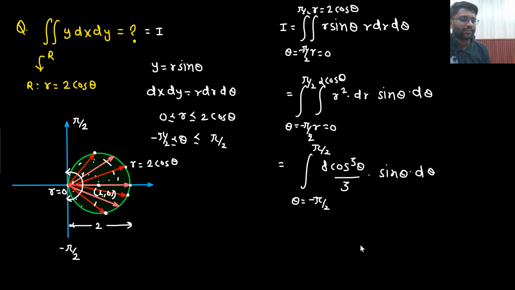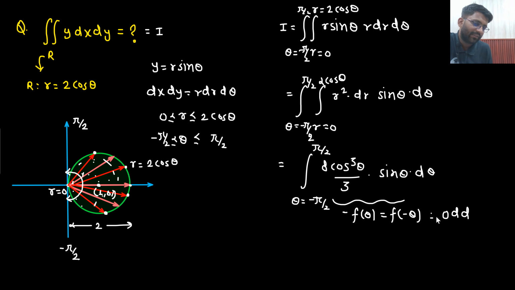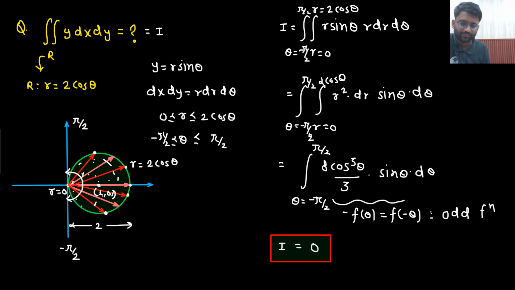This is the scenario. Now, is it an even function or odd function? In place of theta, you put minus theta. Here you would see that f of theta would be equal to minus of f of theta. This is an odd function. If this is an odd function, then what will be its integration? The integration will come out to be 0. So this integration is actually coming out to be 0. Double integration y dx dy is coming out to be 0.